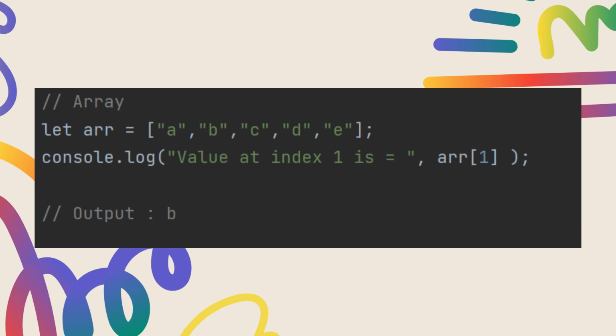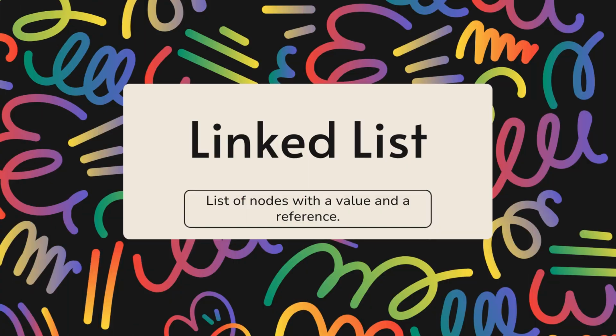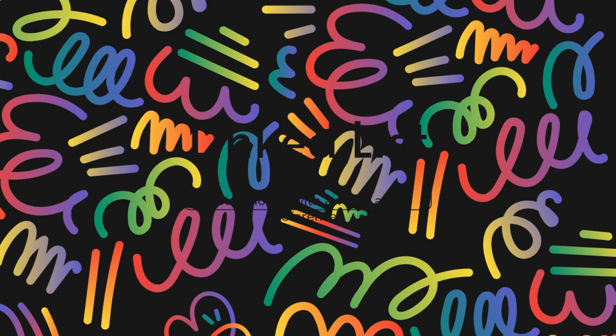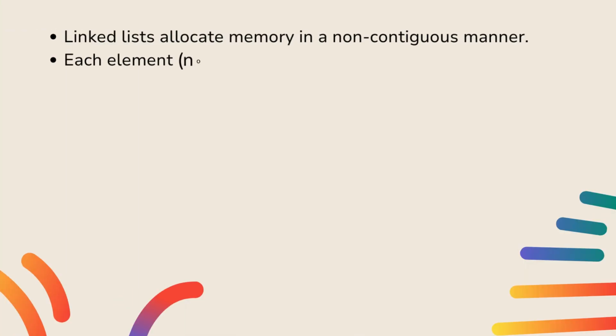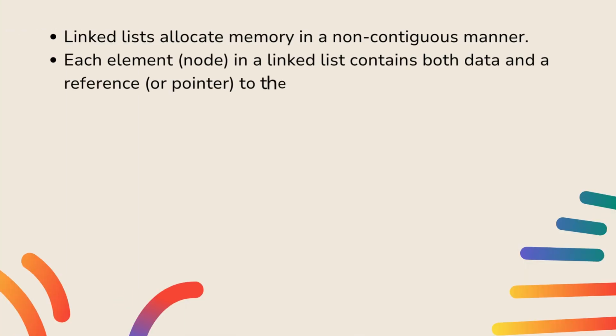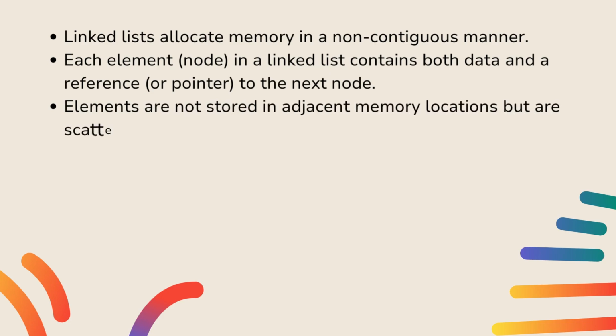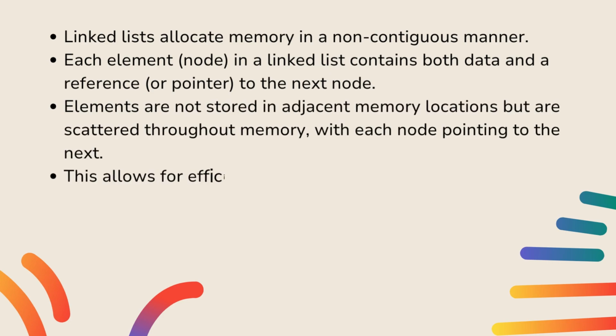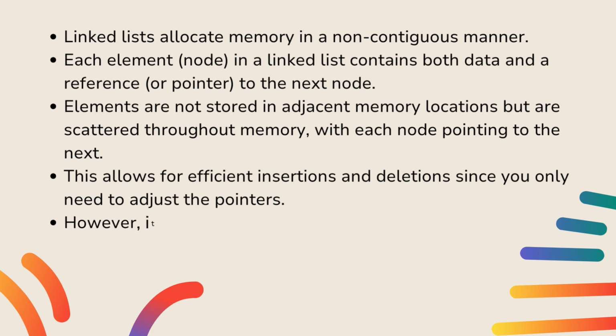Next, we will see about linked list. And linked list is a bit different. It's like a chain of connected elements, and each element points to the next one. It's excellent for tasks like navigation through a playlist. So, what is the difference between an array and a linked list?